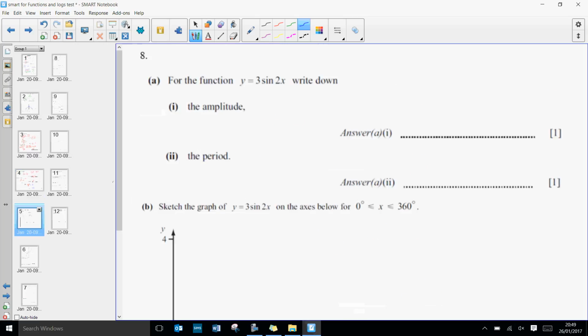For the function y equals 3 sine 2x, write down the amplitude. The amplitude for a trig function is given by this number in the front. So that's 3. The period is affected by this value. The period isn't 2, it's affected by the 2. The period for a normal sine graph would be 360, but if there's a 2 there, we would always divide by that value, so our period is 180 degrees.